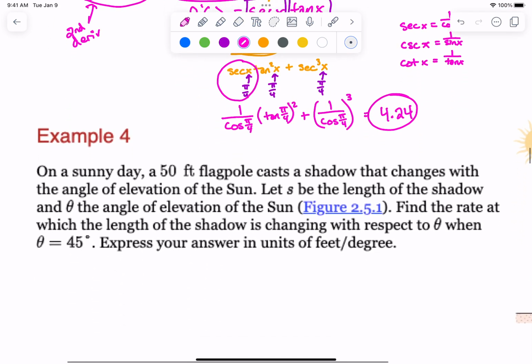Okay. All right, example 4. Hopefully we won't be doing too many second derivatives. That was kind of icky. I think we need a break.